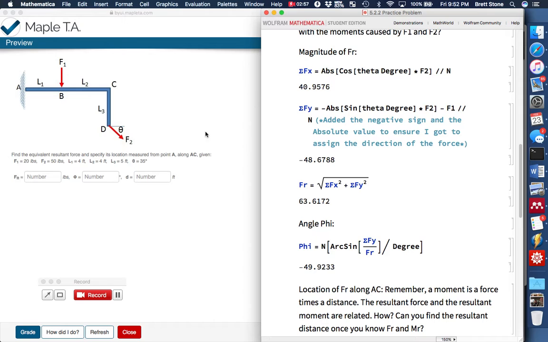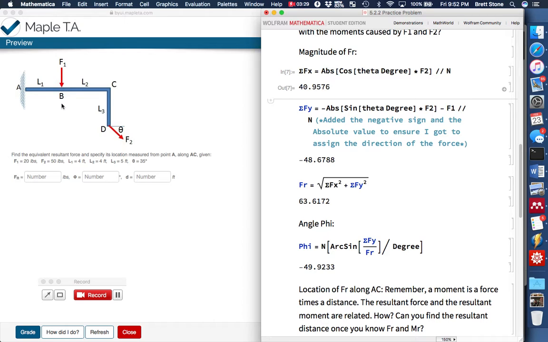So in the x direction, there's actually only one force, and that's the x component of F2. To get the x component of F2, I would take the cosine of theta and multiply by F2. And remember in Mathematica, when you're using cosine, you've got your square brackets and you have to add the keyword Degree to make sure that it gives it to you in degrees and not radians. So let's recalculate that.